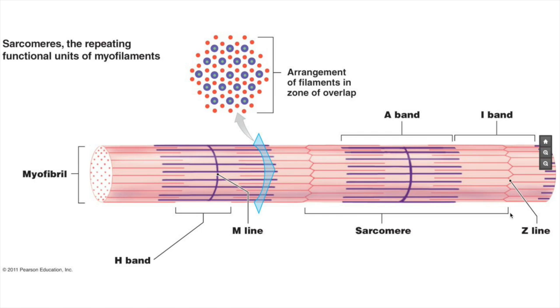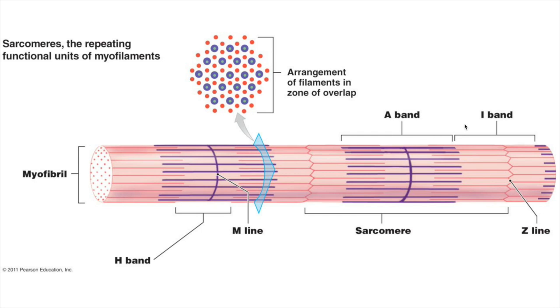And if we look here, this is a Z line that is the connection between adjacent sarcomeres. So a myofibril is a series of sarcomeres all connected together, and they're connected at the Z line. The M line will be right here in the middle of each sarcomere, connects the central portion of each thick filament.